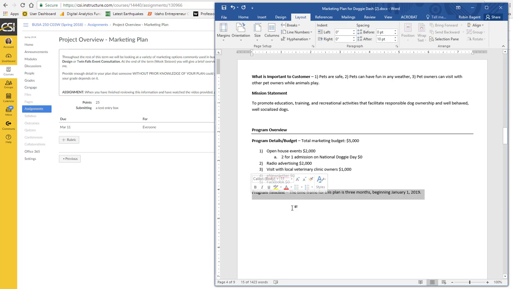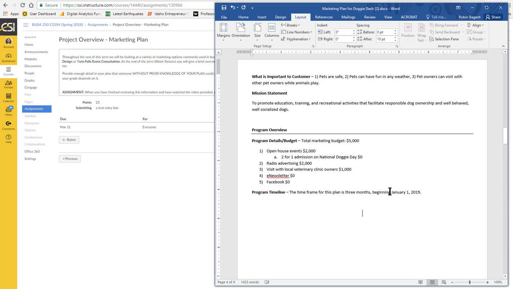And again, you would include your program timeline. If there was something special, you may expand on it and discuss your reasoning behind your choice for that timeline. But that would be provided in this segment.